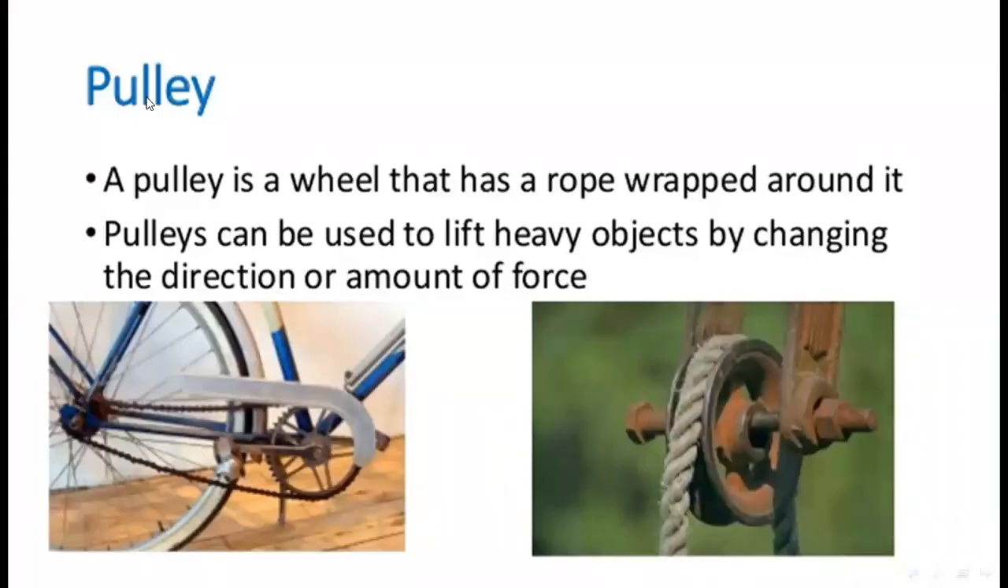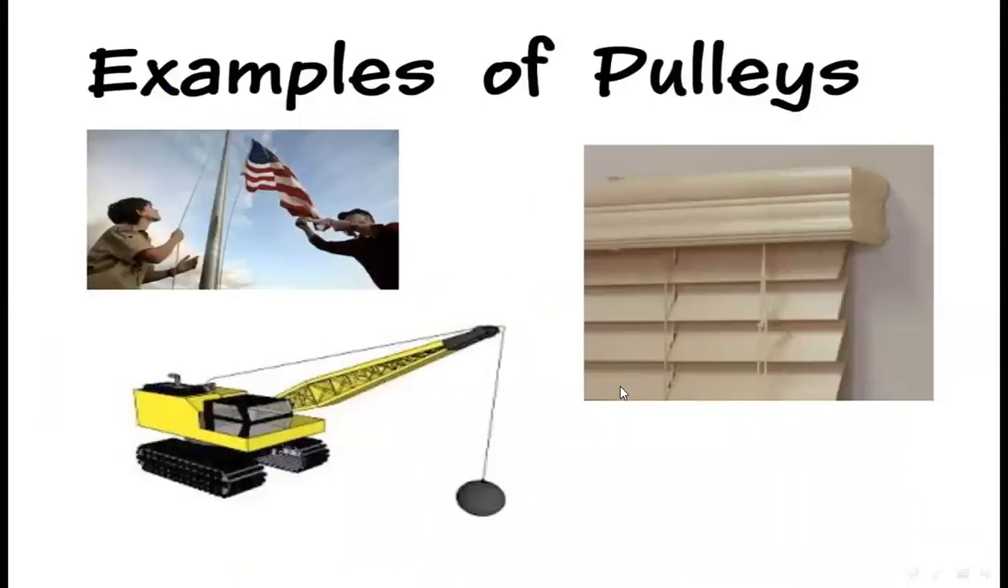Again, here you see what a pulley is. A pulley is a wheel that has a rope wrapped around it. See here how the rope is wrapped around a grooved wheel. Pulleys can be used to lift heavy objects by changing the direction or amount of force. Examples of pulleys, see here: flagpole, crane, and window blinds. Yes, that one is a window blind.